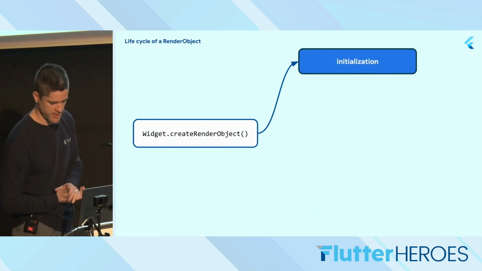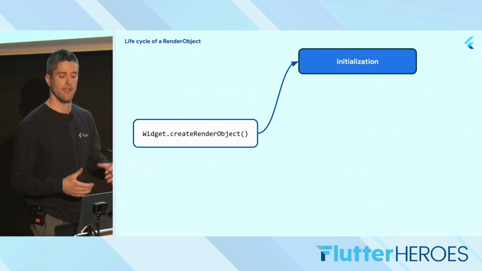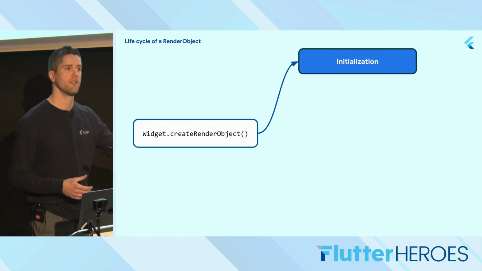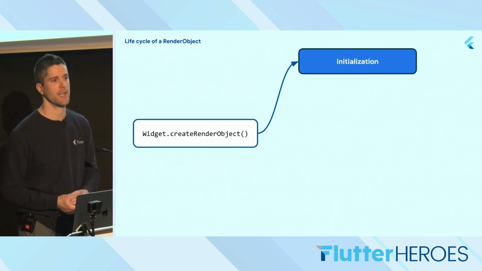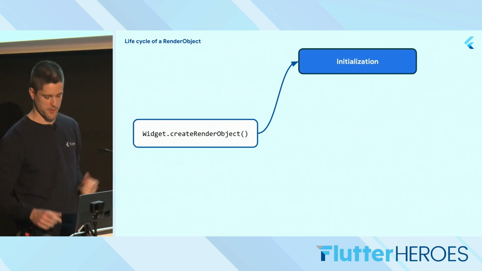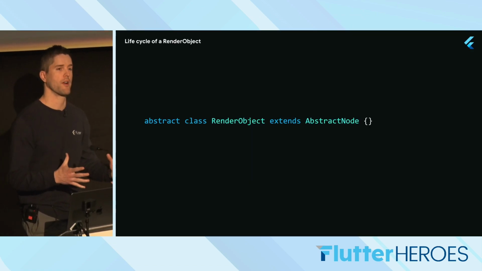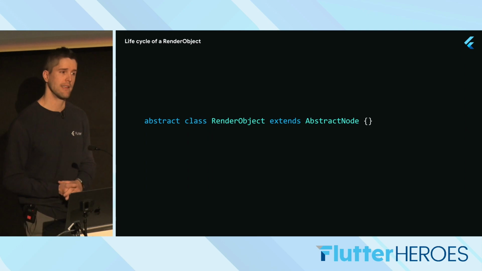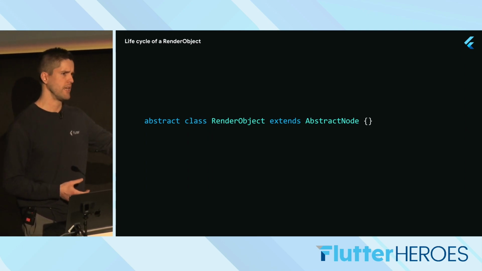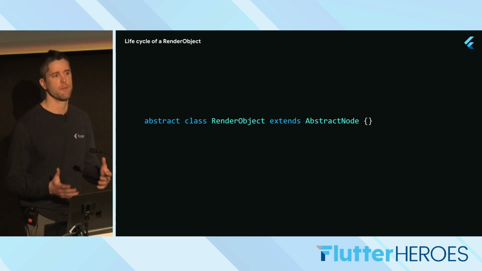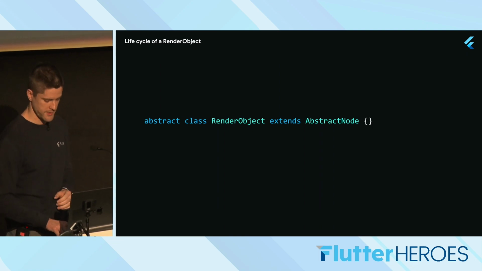Oh, I did want to say one more thing here, which is that for this first phase, the render object widget that is behind this render object has its create render object method called, as we said, and that brings our render object into life, and we're ready to get started. So the first thing to know about the render object class is that it is an abstract class, and it's actually fairly unopinionated. It does inherit some basic tree-related mechanics from its parent abstract node, and then beyond that, it just gets started setting up a few of its own concepts.